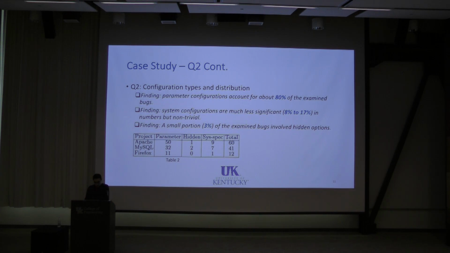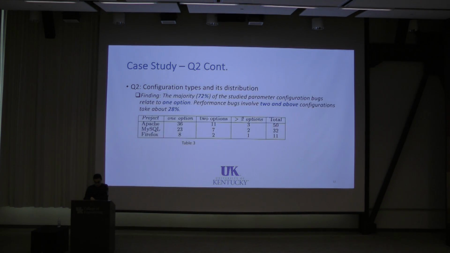And here I have some statistics for the bugs that fall into each category. So in table 2, we can see that about 80% of the bugs fall into the parameter configuration type. And for the system-specific ones, it's less, about 17%, but still not trivial. And for the hidden parameters, there's only a very small portion, about 3%. And we also studied the number of options involved in each of these performance bugs. As we can see in table 3, we found that the majority of the studied bugs, about 72%, only involve one configuration option.